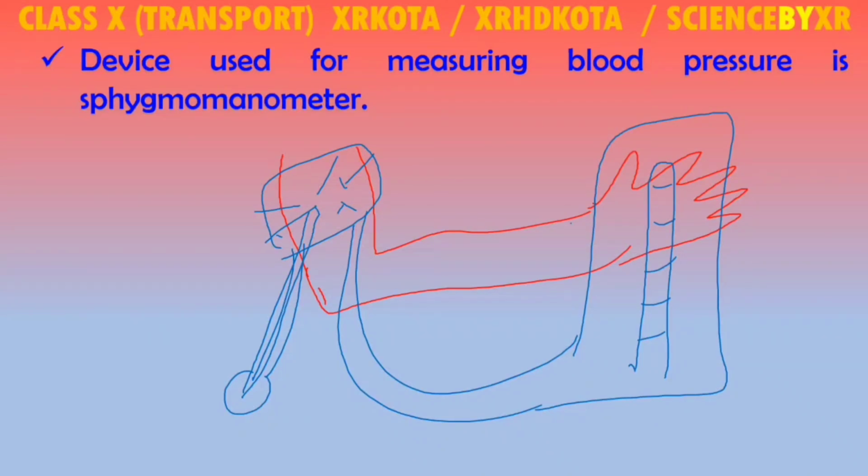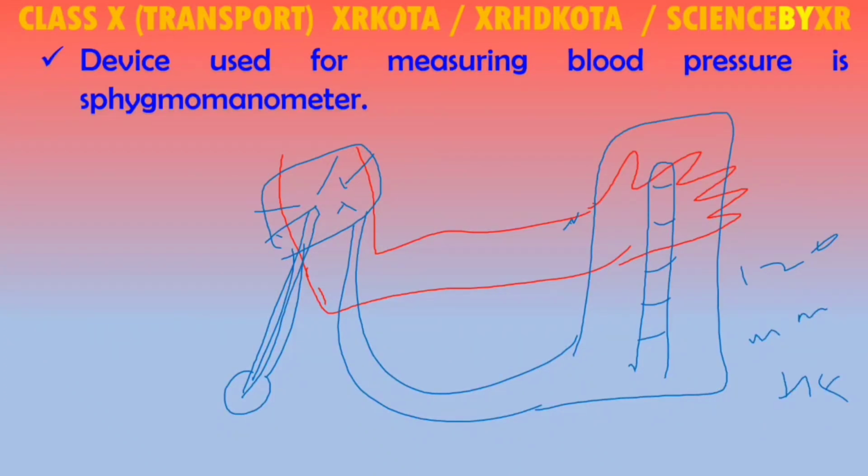Then slowly the pressure is released, and the pressure comes up to that particular level, which is what you call systolic blood pressure, greater pressure. Then the first pulse will be felt here. That is called systolic blood pressure, which should be 120 mm of Hg for a healthy person.